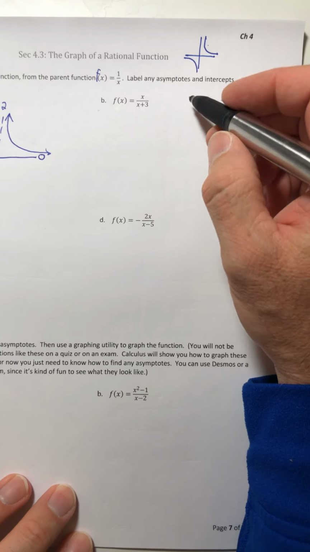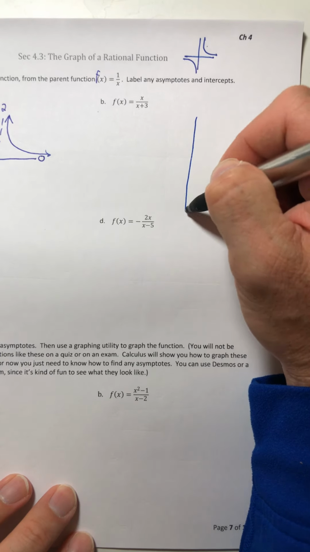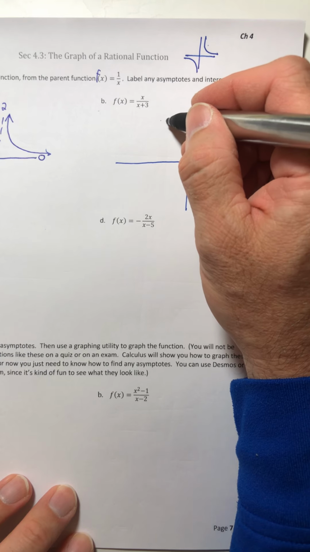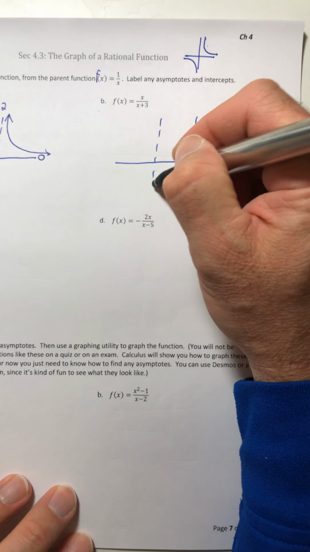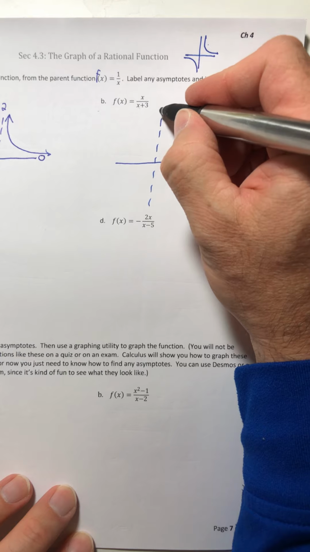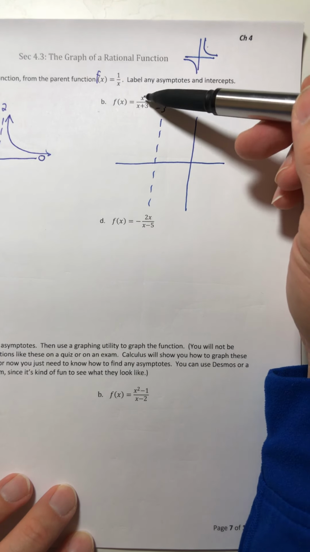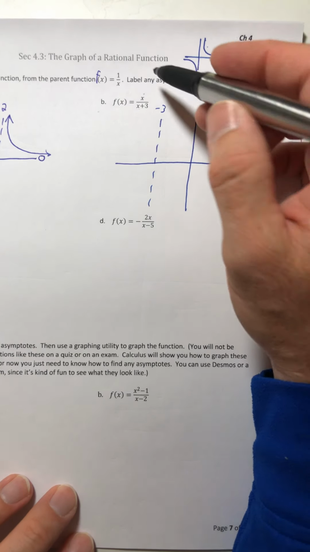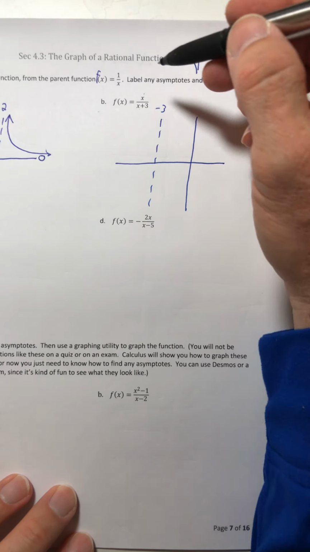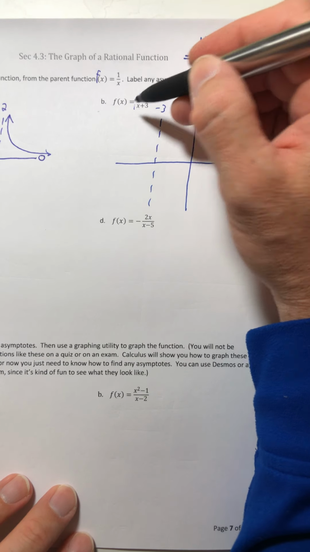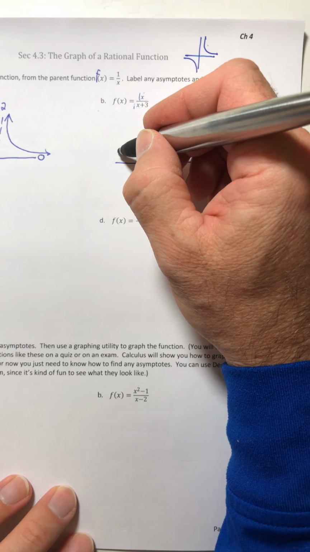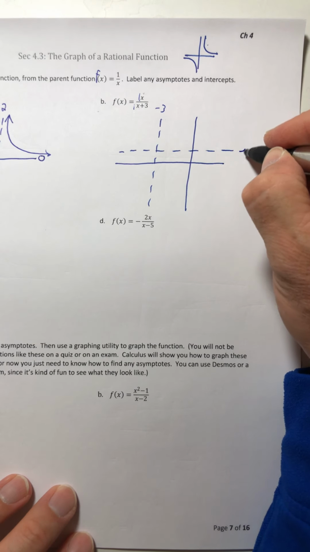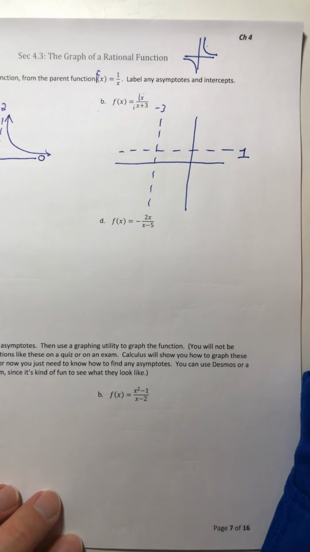-3 is what makes that denominator a 0. The degrees are equal on the numerator and denominator, so that's going to be the ratio of the leading coefficients. So 1 over 1. So you have a horizontal asymptote right at +1 on the y's.